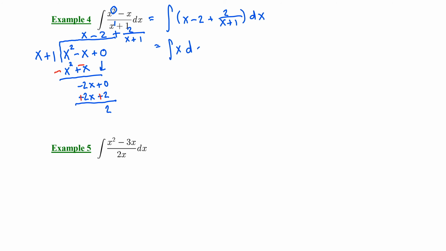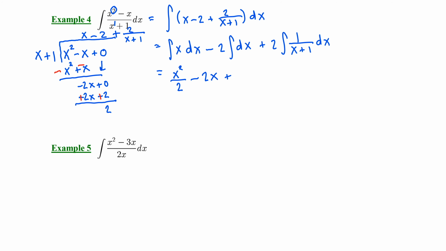We can start with the integral of x dx minus, I'm going to move the constant to the left, so we have minus 2 times the integral of dx plus 2 times the integral of 1 over x plus 1 dx. So the antiderivative of x, of course, is x squared over 2, or feel free to write that as 1/2 x squared if you prefer, minus 2 times the integral of dx, that gives me minus 2x.